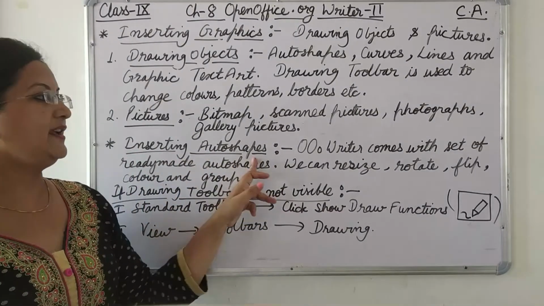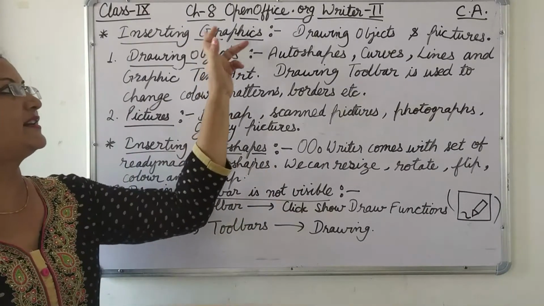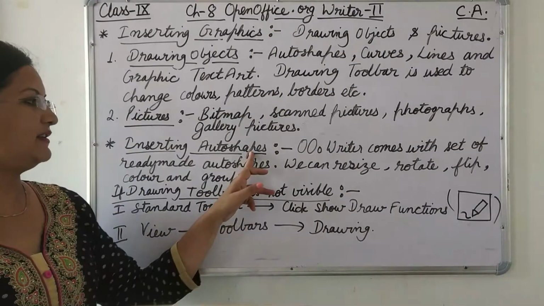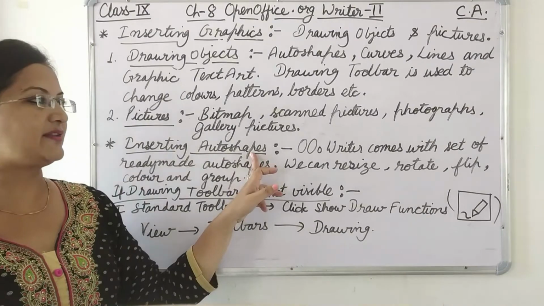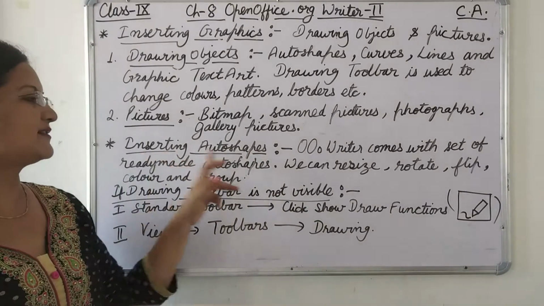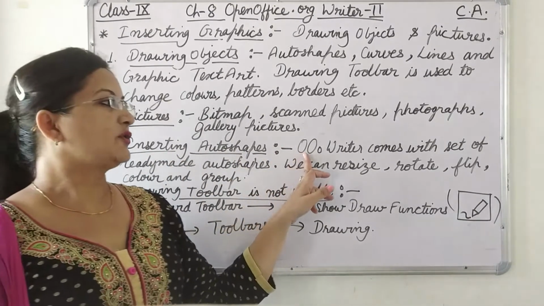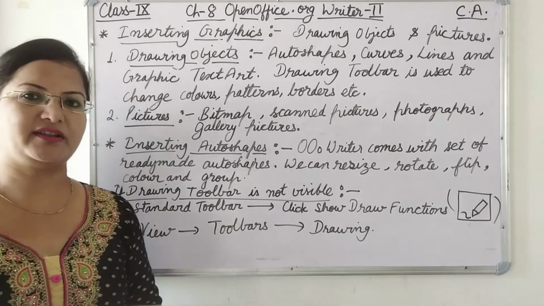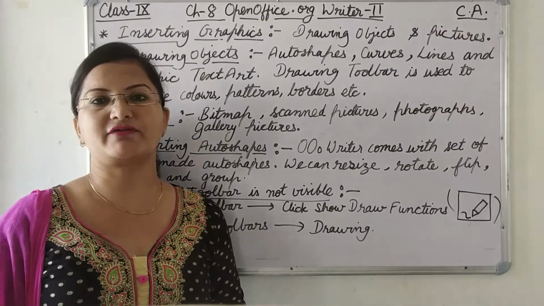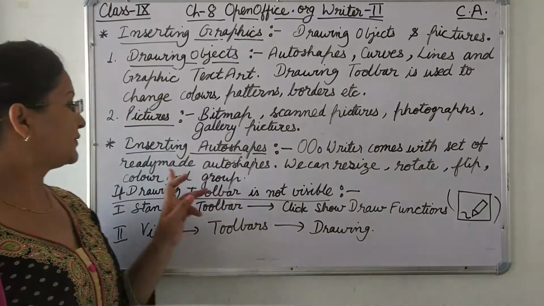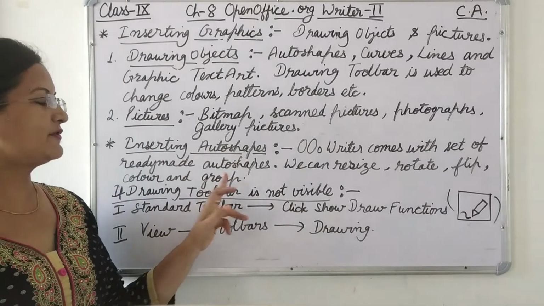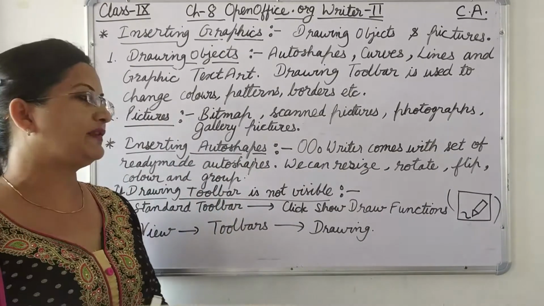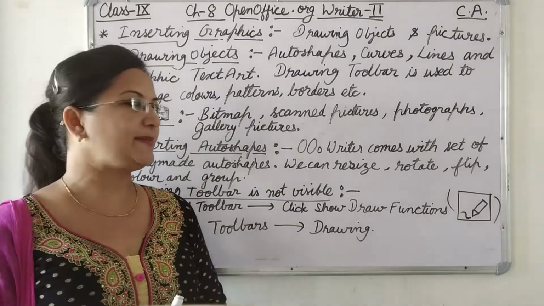Now inserting auto shapes. We studied that graphics can be in the form of objects or pictures. Now we will learn to insert auto shapes as well as pictures. So first of all, inserting auto shapes. In Writer there is a set of ready-made auto shapes. The same you might have seen in Microsoft Office Word also. So here in OpenOffice also there is a set of ready-made auto shapes. So we have to directly select those shapes.